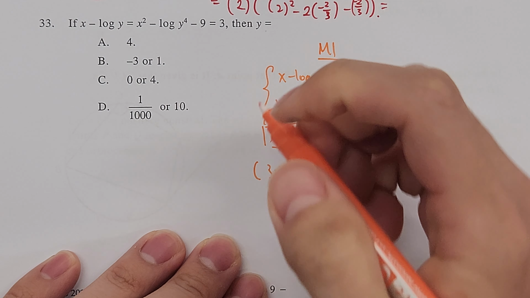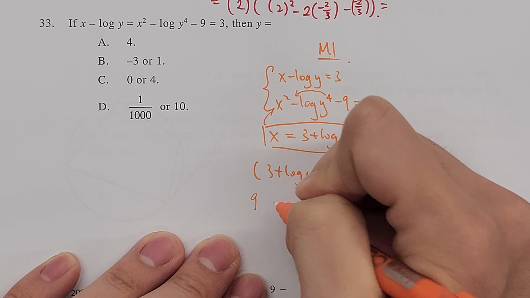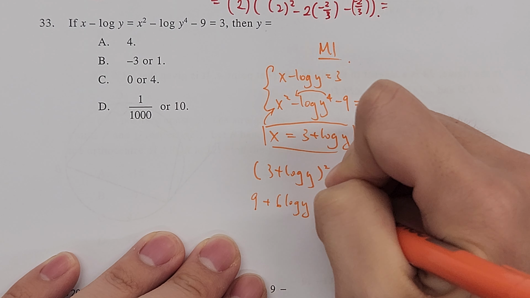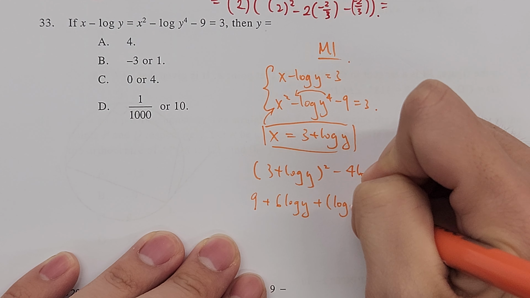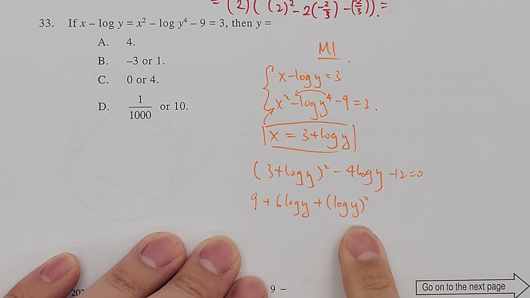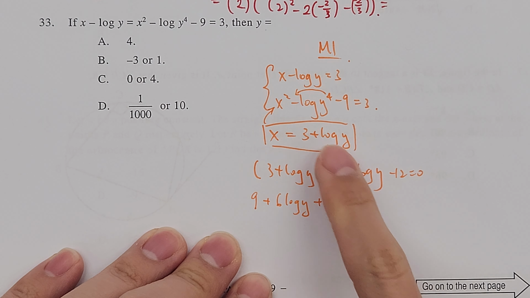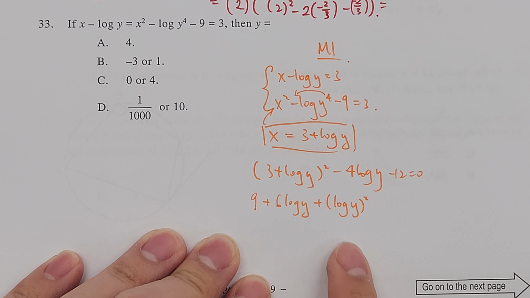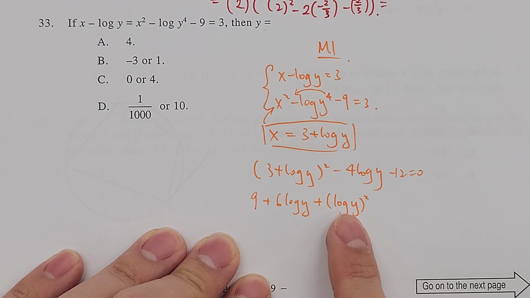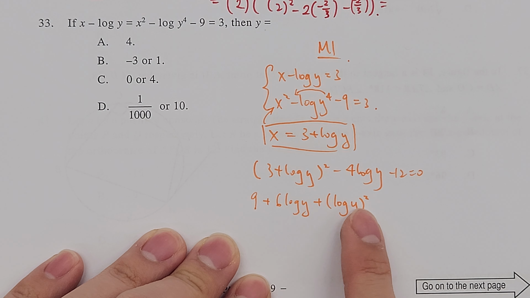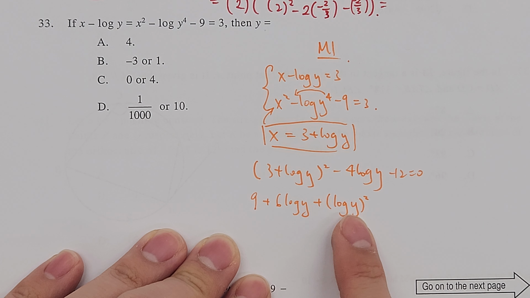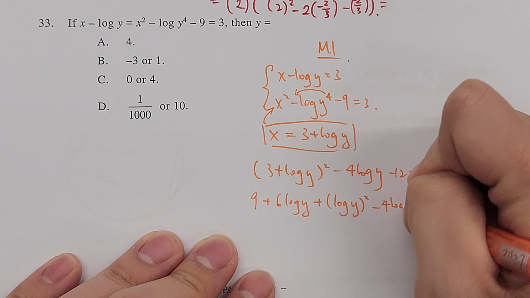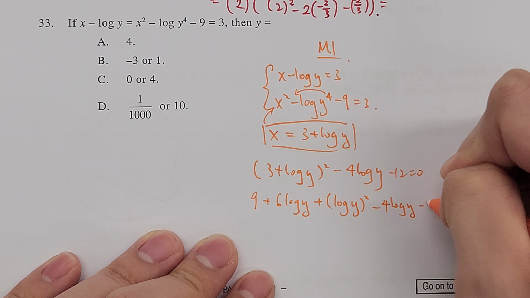Next step, expand it. So 9 plus 6 log y, and then plus, remember, it should be (log y) all squared. This one is not the same as the negative log y to the power 4. They are different because it's the log y, the whole thing, all squared. So this one cannot be equal to 2 log y. The 2 cannot be put down. And then minus 4 log y, and then minus 12.